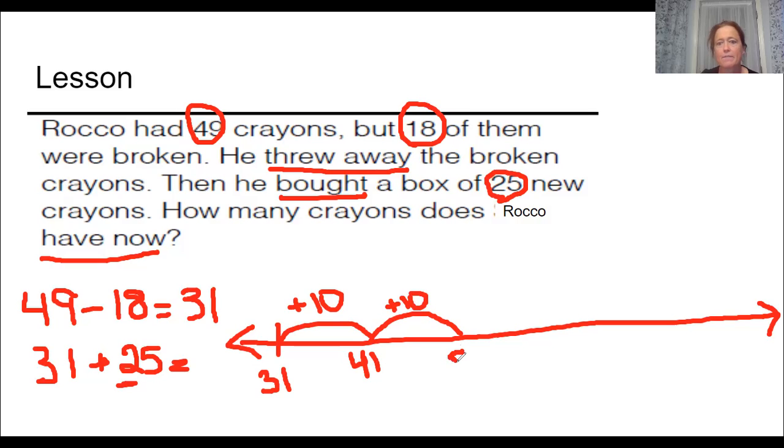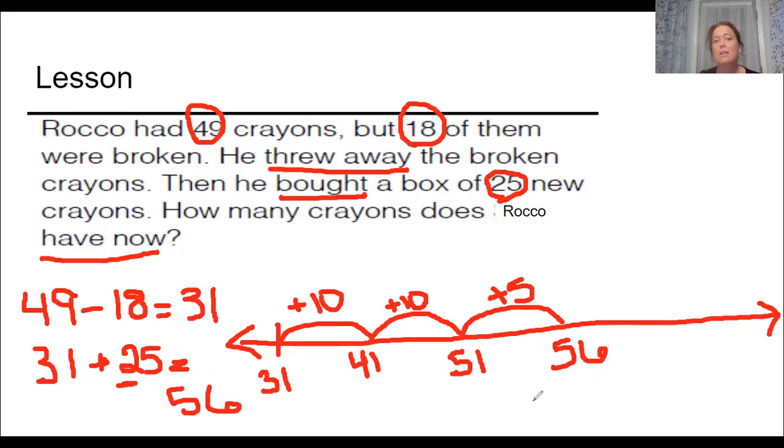Now I've got 51. Okay, so now I've added all the 10s. Now I have this 5 in the ones place. So I have to add 5. 51 plus 5 is 56. Okay, so he now has 56 crayons, and that answers our question. Because we know that after we add the 31, which was what was left after he threw away the 18 broken ones, and we add the 25, which is how many he bought, that's 56 crayons.